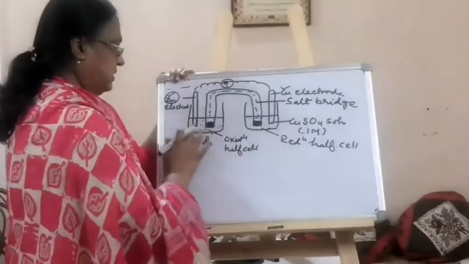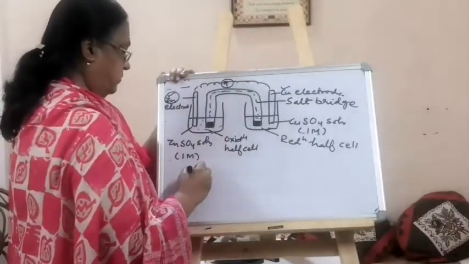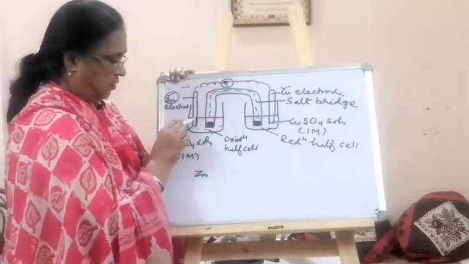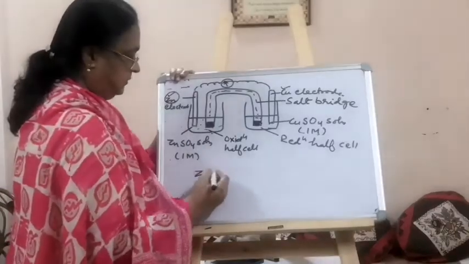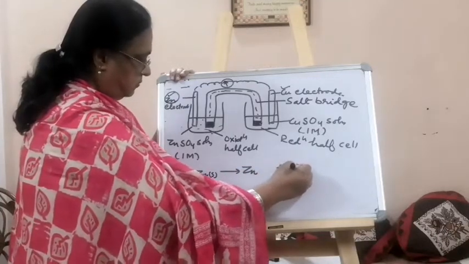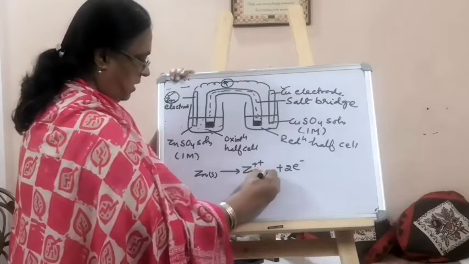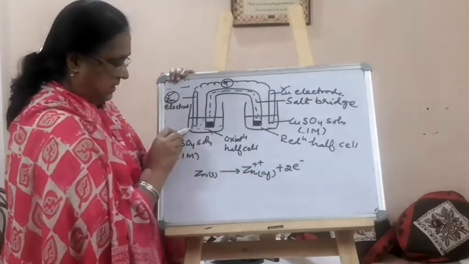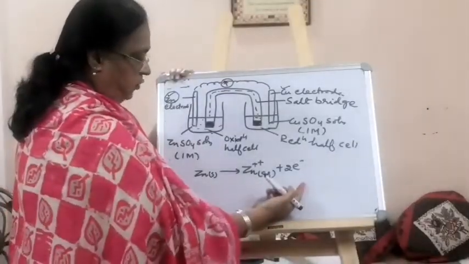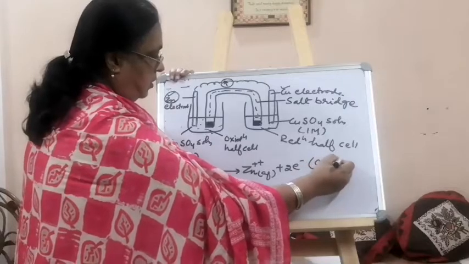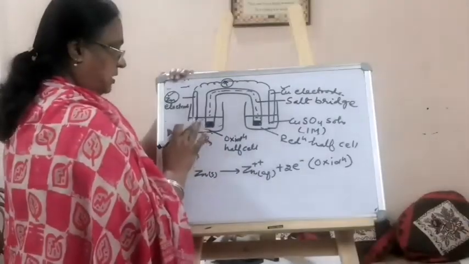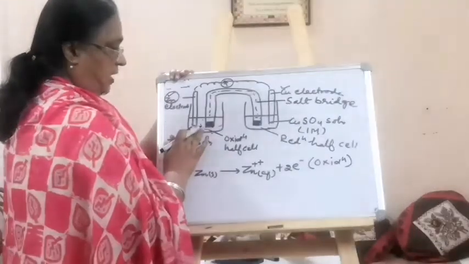Why? Because in this cell the oxidation is taking place. That is, the zinc rod, which is dipped in zinc sulfate solution, contains zinc atoms. So solid zinc, a zinc atom, loses 2 electrons and is converted into a zinc ion, and that zinc ion passes into the aqueous solution. So loss of electrons is taking place. This is oxidation, and it takes place here. Therefore this cell is called the oxidation half cell.